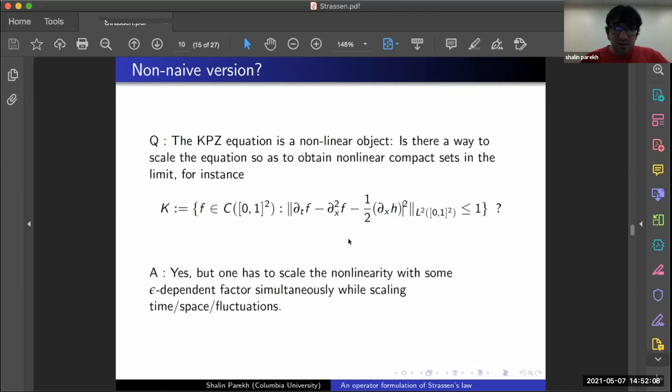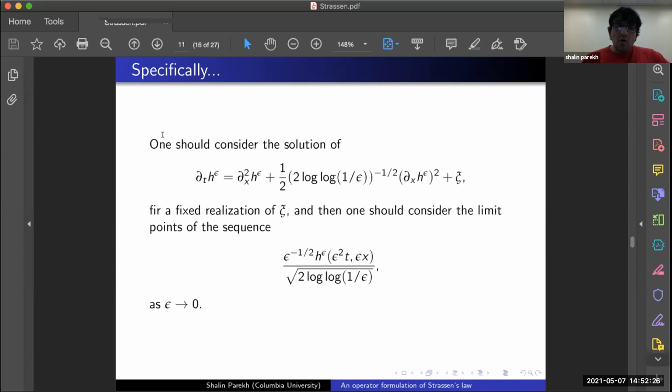So it turns out that the answer is yes, but you have to scale the nonlinearity with some epsilon-dependent factor while simultaneously scaling the space-time fluctuations, okay? So specifically, you should consider the solution of this equation, the KPZ equation, with this extra factor here for a fixed realization of the noise, and then consider the limit of this sequence where the epsilon appears in the superscript to reflect the fact that the equation parameters now depend on epsilon.